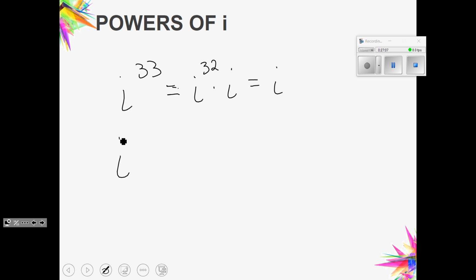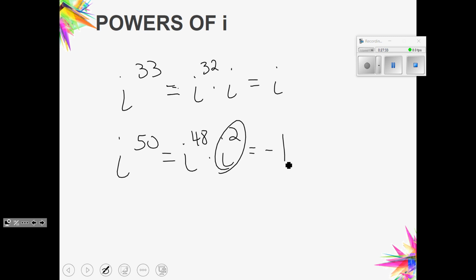What if I had i to the, I don't know, 50th? What's the highest multiple of 4 that goes into 50? That's going to be 48. How many is left over to get to 50? i squared, and we know i squared is equal to negative 1.